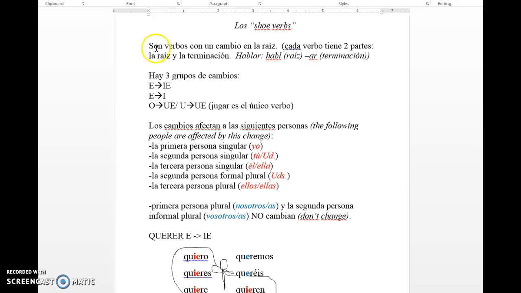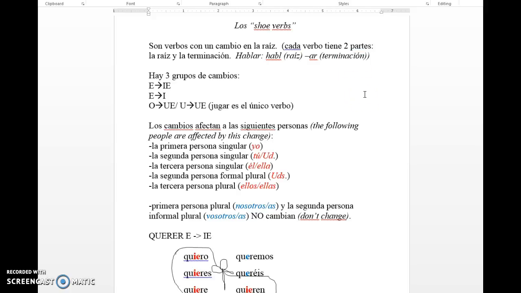So we have los shoe verbs, or los stem cheaters, son verbos con un cambio en la raíz. Cada verbo tiene dos partes, la raíz, la terminación. Entonces, por ejemplo, el verbo hablar, habla es la raíz, ar es la terminación.